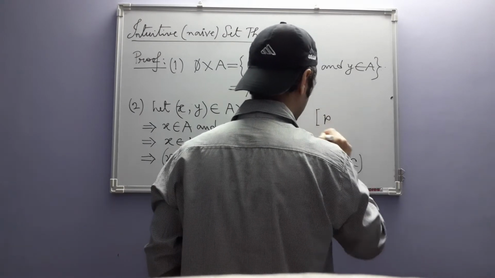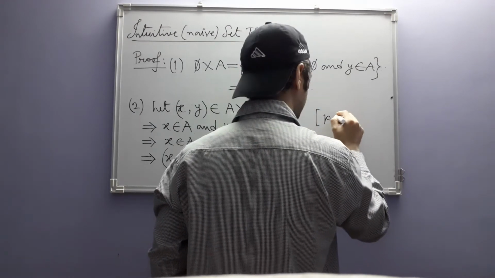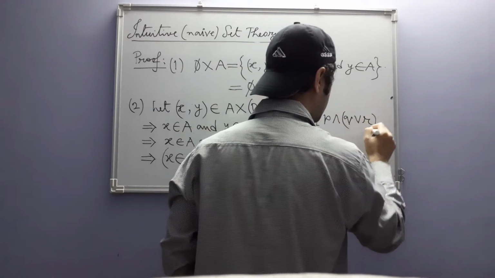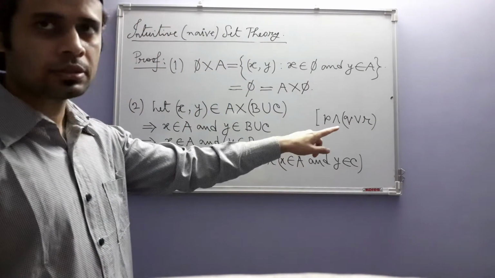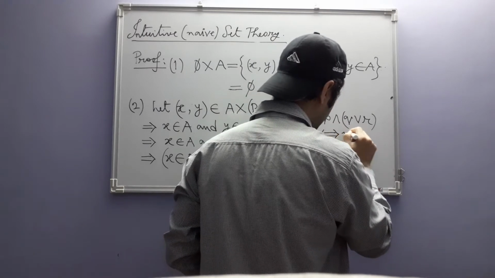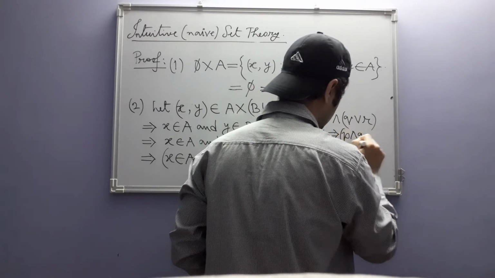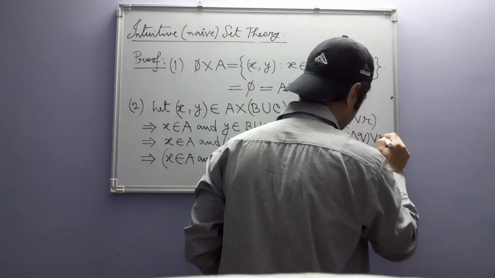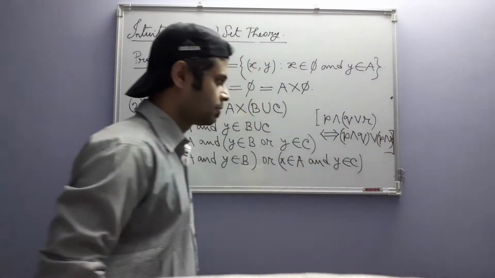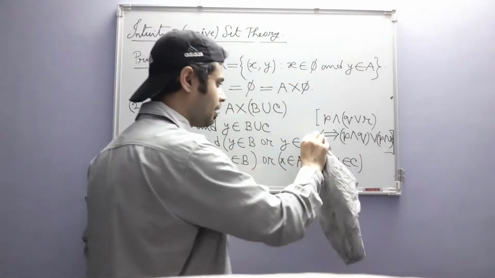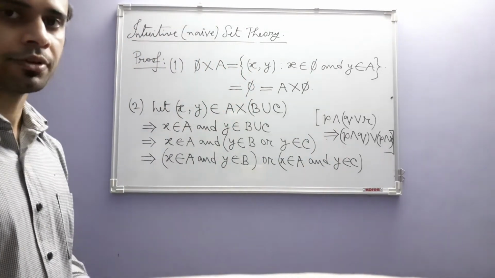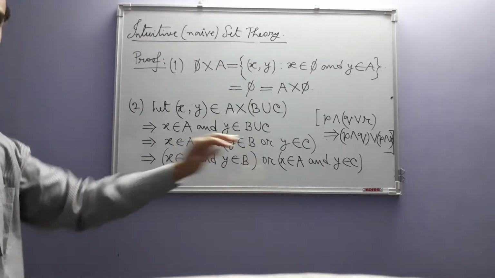P and (Q or R). For three statements P, Q and R, this is equivalent to (P and Q) or (P and R). From this equivalence, we have used this implication, one half of the equivalence. That's how we get this one.